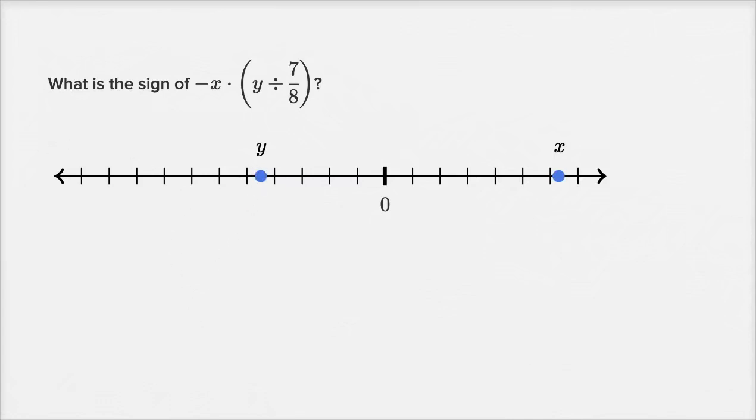So let's think about this. X is positive, but then we're taking the negative of x right over here. So x is positive, but negative of x is going to be negative. You bring a negative number in front of a positive number, that's going to be a negative number. Now what's y divided by 7/8? Y is a negative number. I'm dividing it by a positive number. So a negative divided by a positive is going to be a negative. So this whole expression right over here is going to be negative.